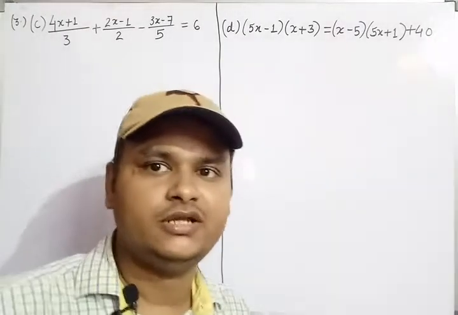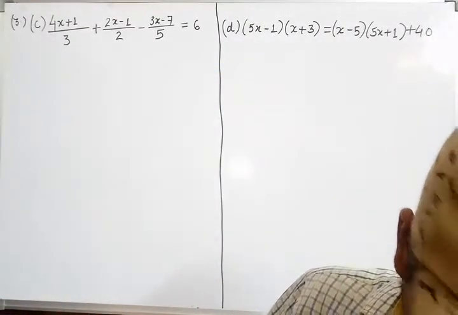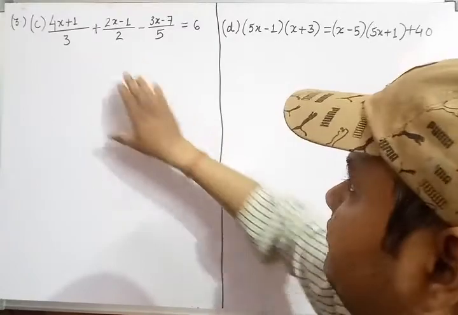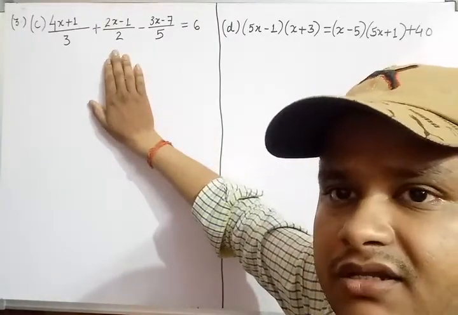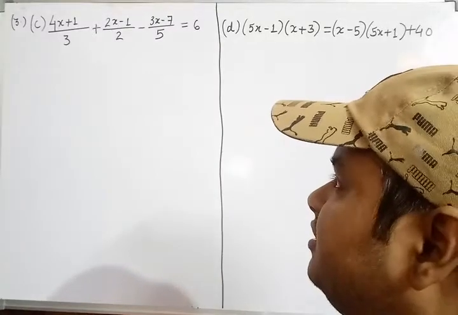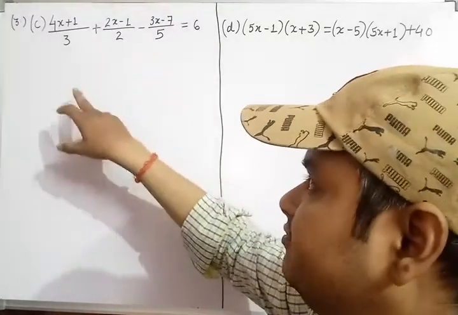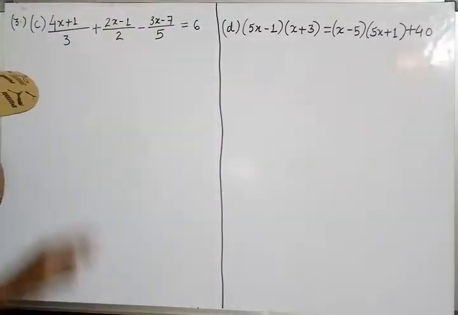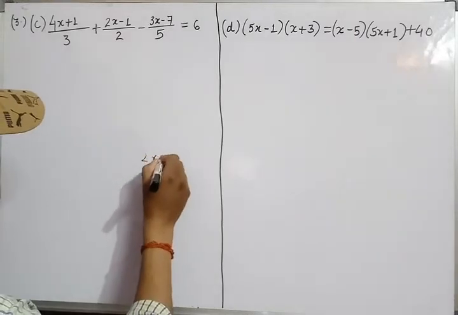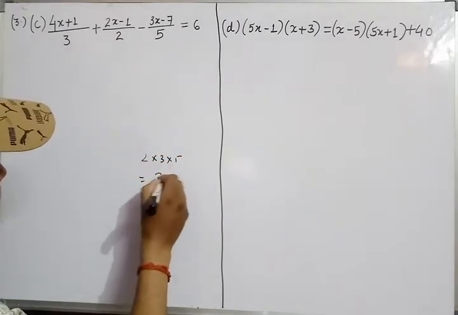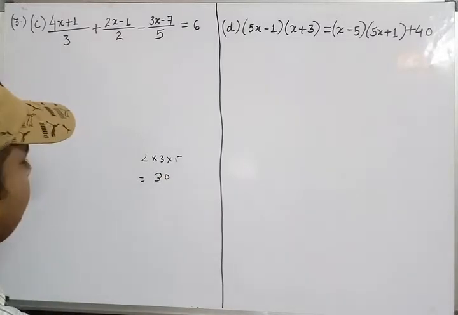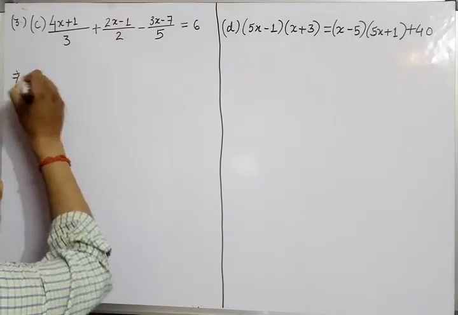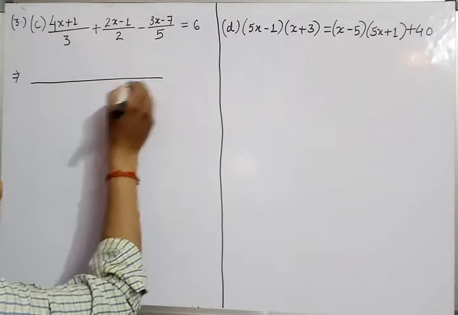Now students, we are moving to the next question, that is question number C. Here the question is also given in fraction form. First of all you have to solve the LHS part, then apply the transposition method. First of all you have to take the LCM, then solve. The LCM of 2, 3 and 5 is 2 into 3 into 5, 2 3s are 6, 6 5s are 30. Because 2, 3 and 5 are prime numbers, we can say that the LCM of 2, 3 and 5 is 30.